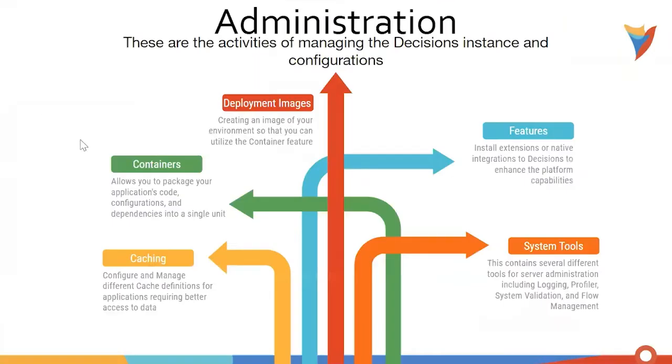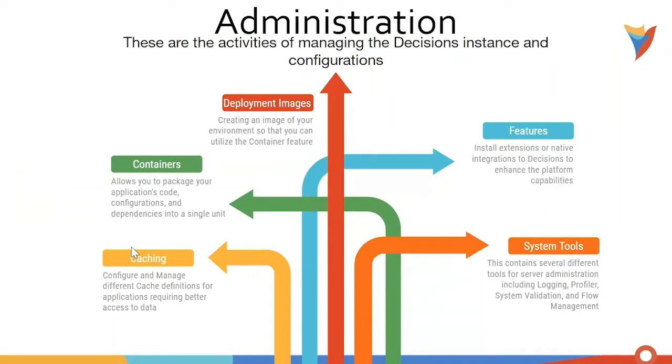And now with the help of administration, let's deep dive into what each of the activities actually do. Caching is a place where it configures and manages different cache definitions for applications requiring better access to data. Containers allows us to package our own application's code, configurations, and dependencies into a single unit. Deployment of images is a place where we can create an image of our own environment so that we can utilize the container feature.